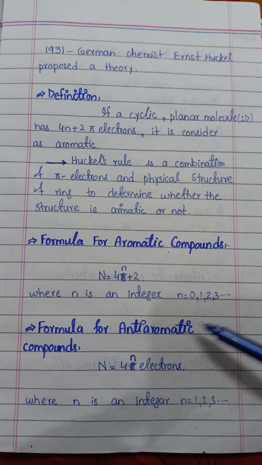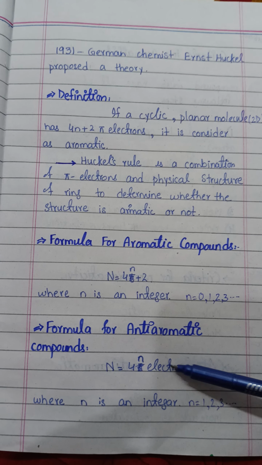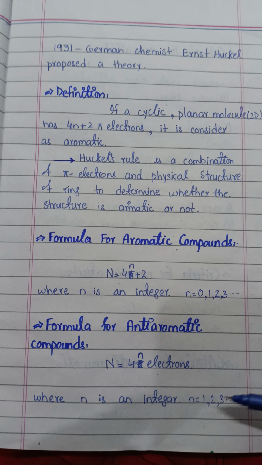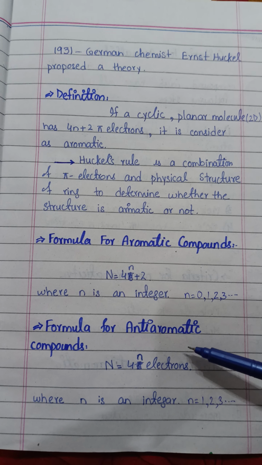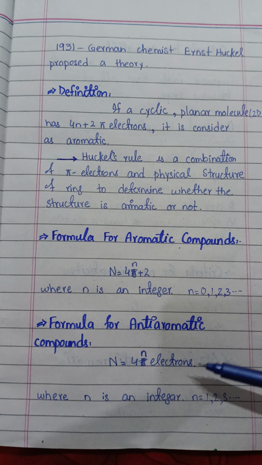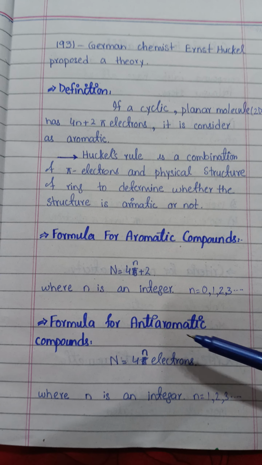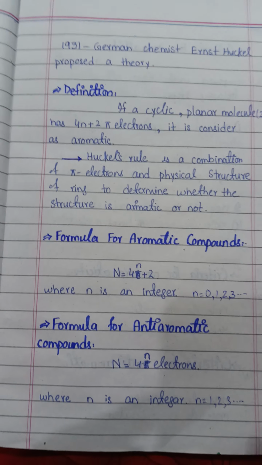Now the formula for an anti-aromatic compound is the number of pi electrons equals 4n, where n is an integer and the value of n is 1, 2, 3, and so on. So in an anti-aromatic compound, the formula and the value of n are different. In this formula, the value of n is not equal to 0, it is greater than 0.